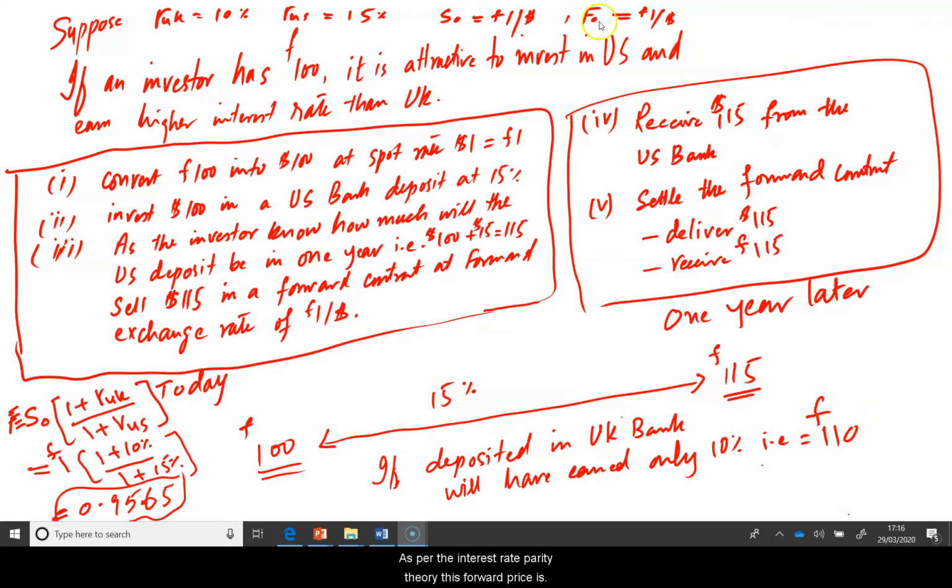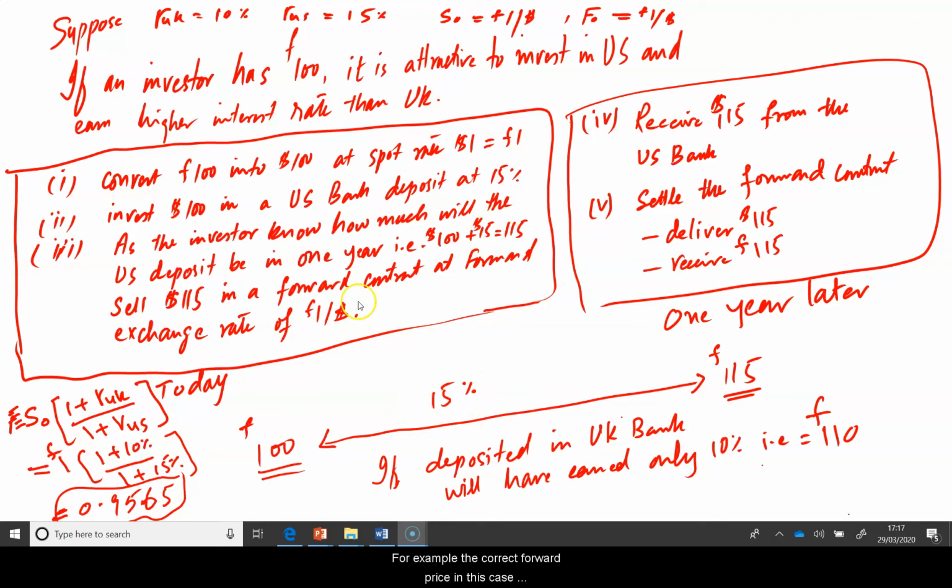As per the interest rate parity theory, this forward price is too high. The dollar is too expensive in the forward market. It is not consistent with the interest rate differential. The interest rate parity theory implies that the country with the higher interest rate should see its exchange rate depreciate, that is, the currency should depreciate, and the country with the low interest rate should experience its currency appreciate. This is necessary so that such transactions are not possible.